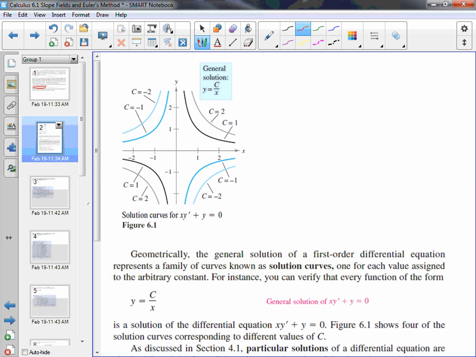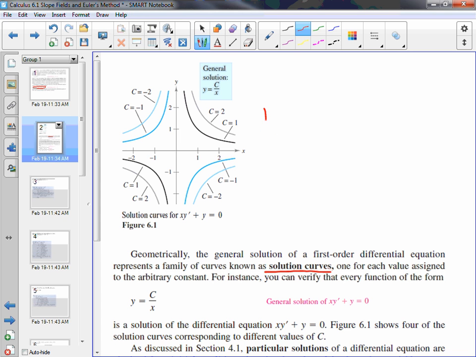Now, geometrically, the general solution of a first order differential equation represents a family of curves known as solution curves. And we have used slope fields to come up with a family of solution curves, haven't we? They'll give us a slope field. They'll tell us to make two of them, one of which has to go through the given point, that kind of thing. For instance, one for each value assigned to the arbitrary constant.